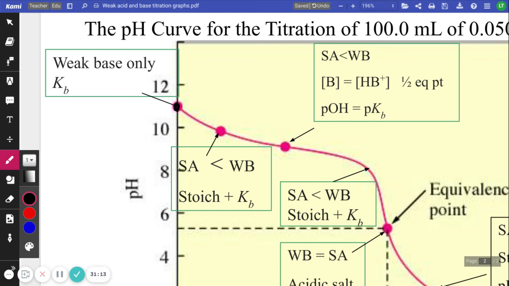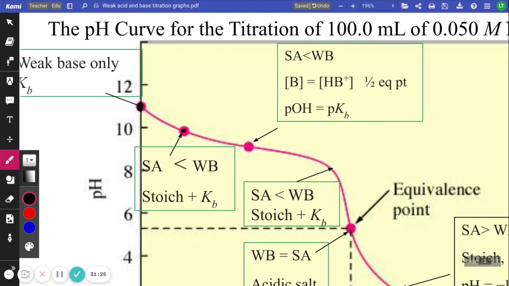As we move along our graph, right here, we would have more weak base than strong acid still. So we'd have to figure out how much weak base we've consumed, then use our Kb to solve for that. Just like last time, when we're halfway to the equivalence point, our pOH is going to be equal to our pKb.